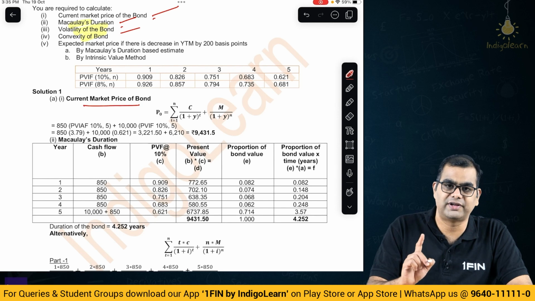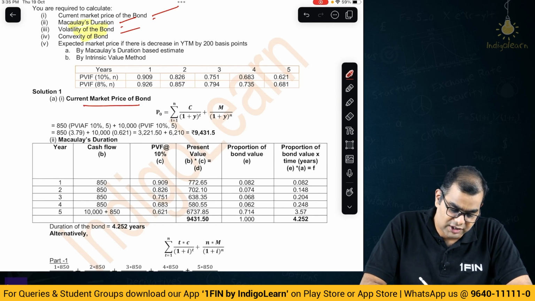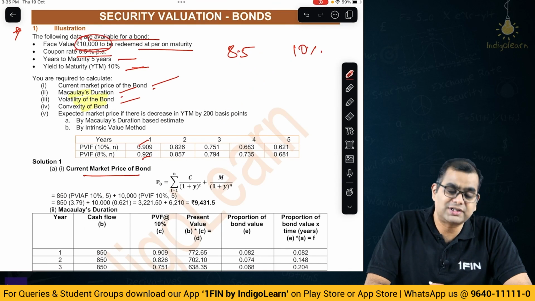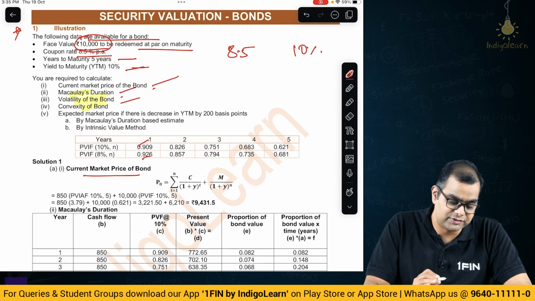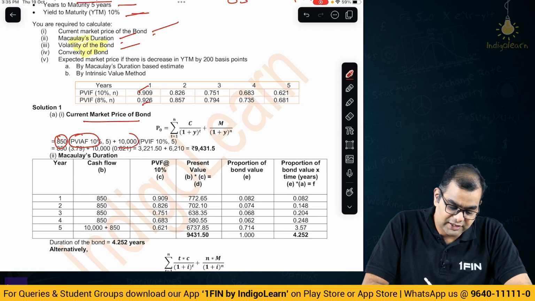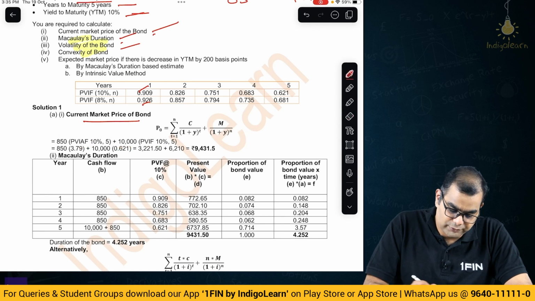What is the price of the bond? Present value of cash flows, whatever the cash flows. They have given present value factors at 10% and 8%, and we have a yield of 10%, so we will consider 10%. Face value is 10,000. 10% is 1,000, 8.5% is 850. So 850 into the present value annuity factor for 10% for 5 years, plus 10,000 into the present value factor for 10% for the 5th year is what you will use. You can compute 850 into 3.79. How do you get 3.79? You sum all these 5 present value factors. Plus 10,000 into 0.621, which is basically the last year's present value factor, you get the price.